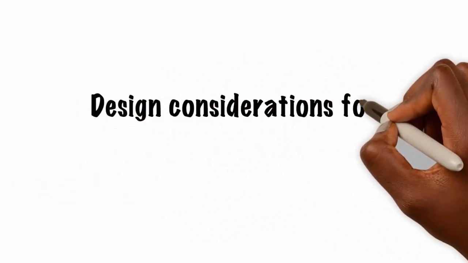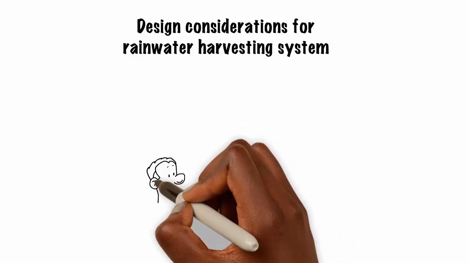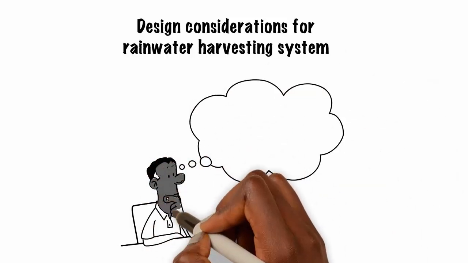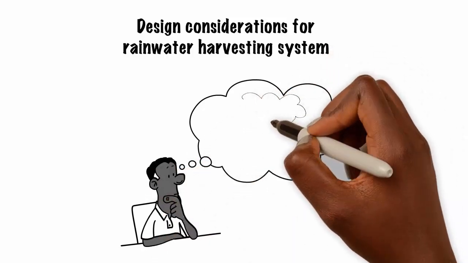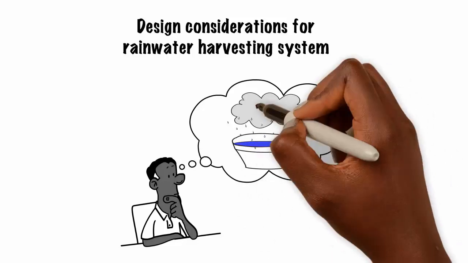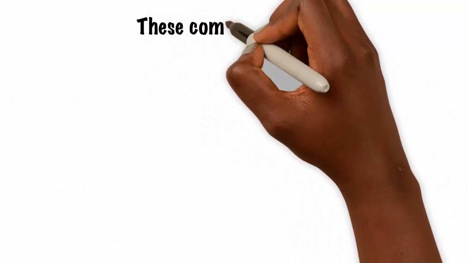Design considerations for rainwater harvesting system. When designing a rainwater harvesting system, one has to foremost know the intended use of the harvested water. The intended use of the harvested water is the most important factor that influences the design criteria for all components of a rainwater harvesting system.